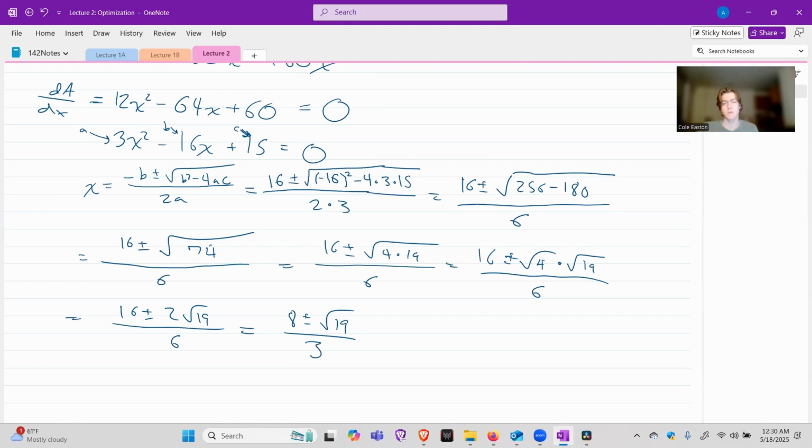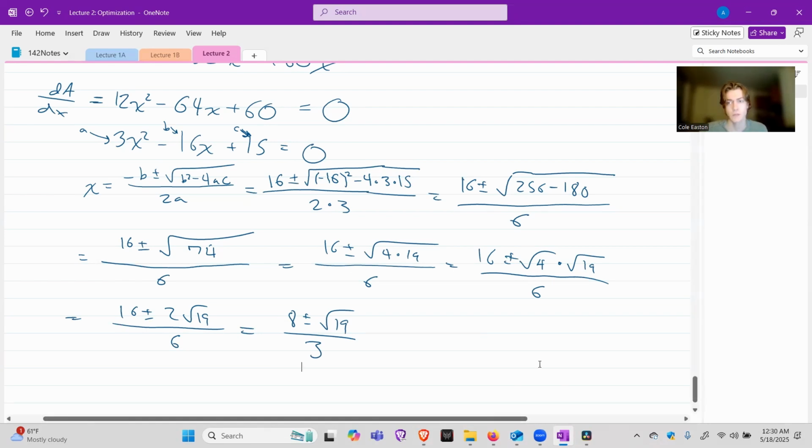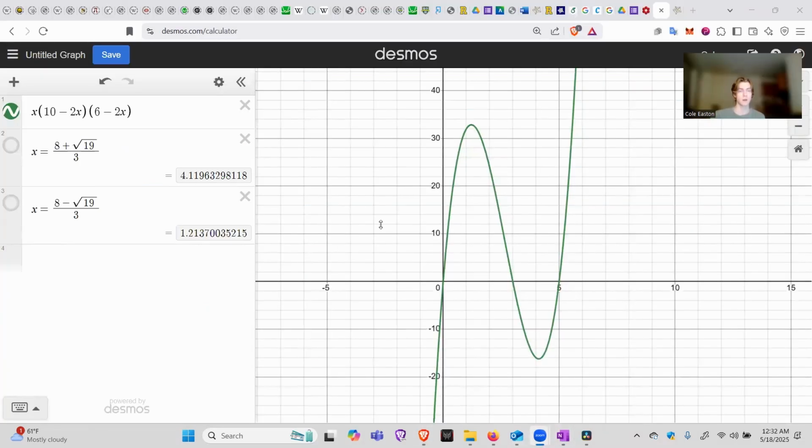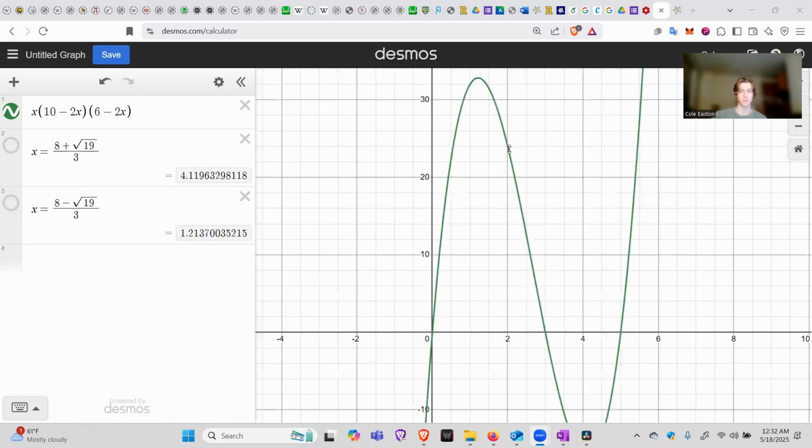So we notice now that we actually have 2 solutions. We have 8 plus the square root of 19 and 8 minus the square root of 19, over 3. So how is that possible, and what does that mean? Here we have the graph of x times 10 minus 2x times 6 minus 2x. So the value of this graph gives us the volume of our box for a particular side length of the square that we removed. That means, for example, that if we removed a square of side length 2, the volume of our box would be 24.